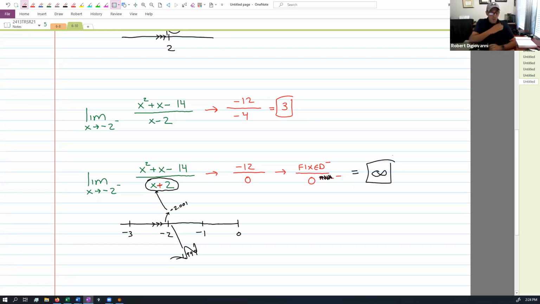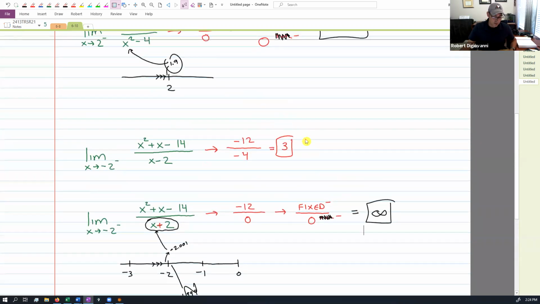All right, so this is a lot about just kind of an understanding, like number sense. If you have a fixed number over something that gets small, we know that ratio gets big. It's just a matter of determining whether or not it's positive or negative. And of course, if we have to check both directions, then they have to match. They both must be infinity or both negative infinity for the limit to exist. All right, good. That went well, I think.